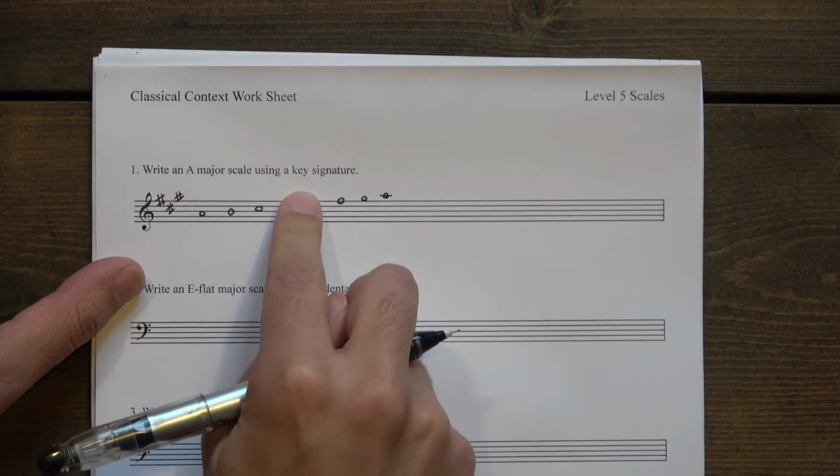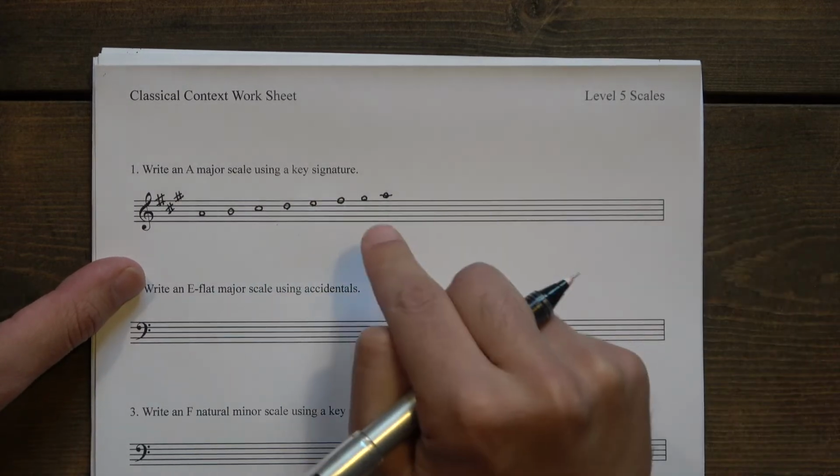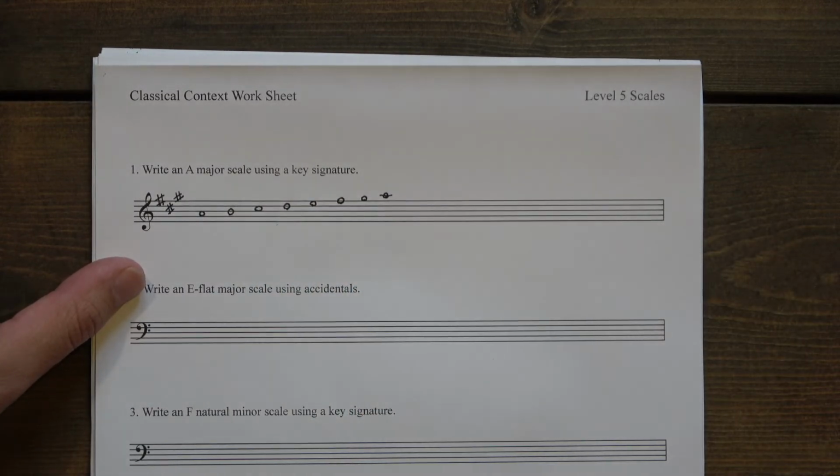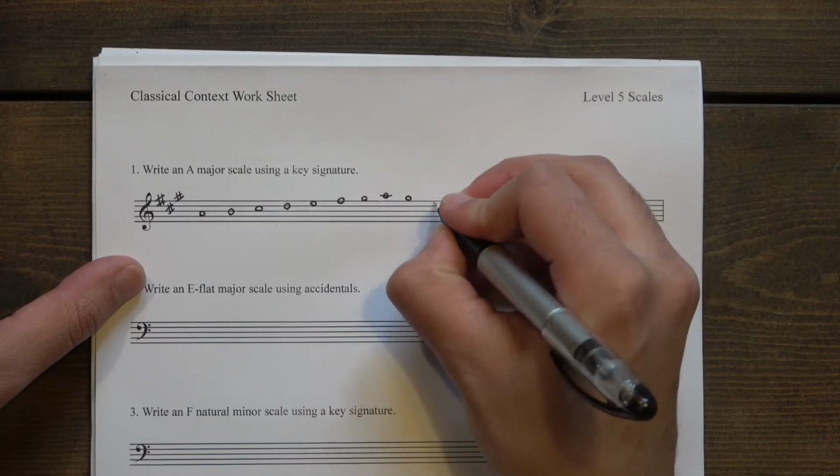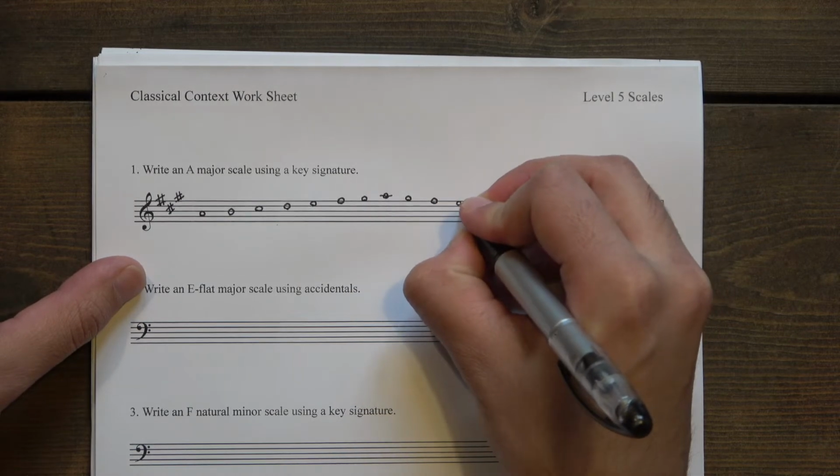Now if the question on the exam says ascending only, you can stop there. But if the question says ascending and descending, you have to come back down. So just to be safe, let's do descending as well. So we will write the scale ascending and descending.